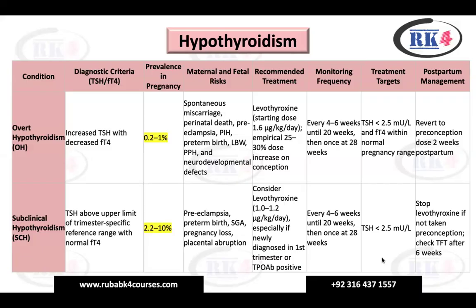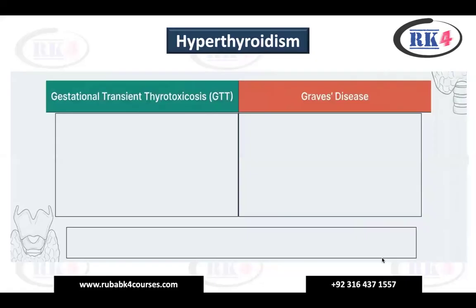Now let's move to hyperthyroidism during pregnancy. In hyperthyroidism, there are two important conditions. One is gestational transient thyrotoxicosis. The other is Graves' disease. And it's a challenge to differentiate between the two. So they have given one table which I'll show you in the next slide. But here, let's talk about some of the main differences which I picked up from that table itself.